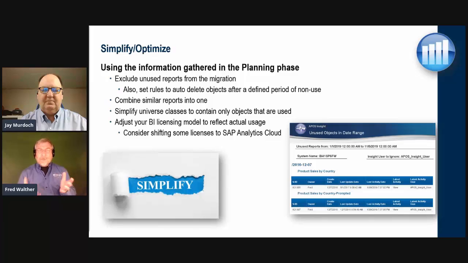And we also want to take a look at our licensing model. Based on the user activity that's happened in our system over the course of the last year, we might want to consider shifting some licenses away from the on-prem system. And perhaps if we're using Analytics Cloud, we can shift them to that.